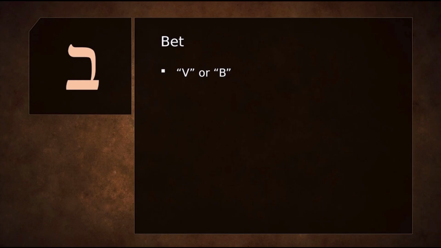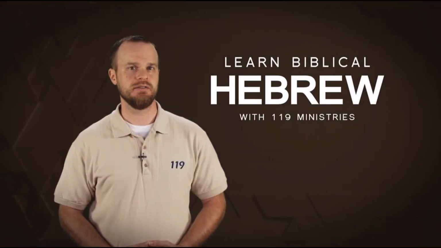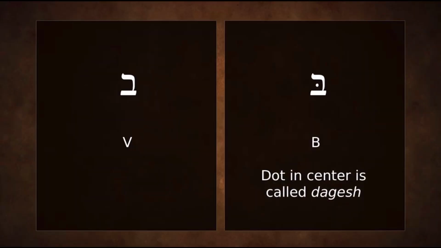The second letter is beit. Some letters in Hebrew can make two different sounds, and the beit is one of those letters. The good news is, there is a way to tell which sound the beit is making. The beit on the left side makes the sound of the letter V, as in the word vine. However, if the beit has a dot in the center of it, like the beit on the right, it will instead make the sound of the letter B, as in boy. That dot is called a dagesh. So, beit without a dagesh is V, beit with a dagesh is B.